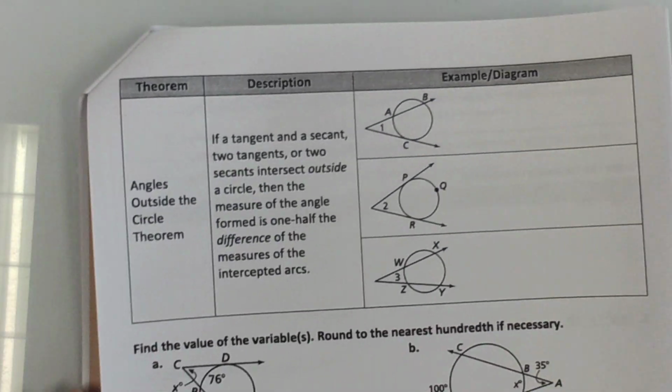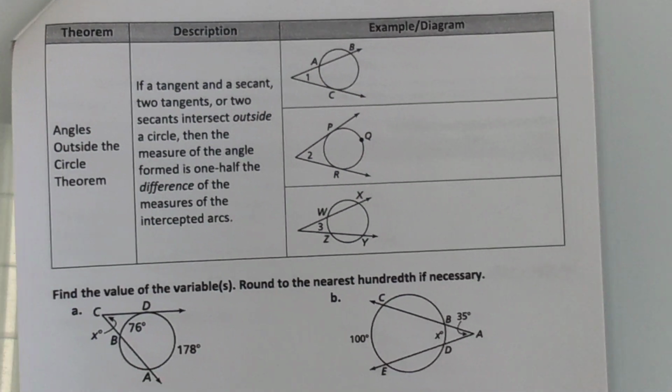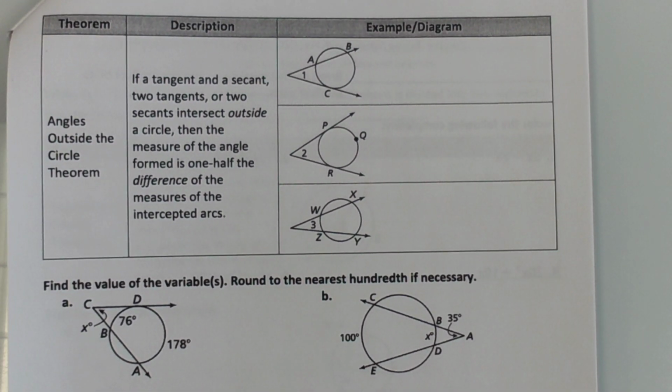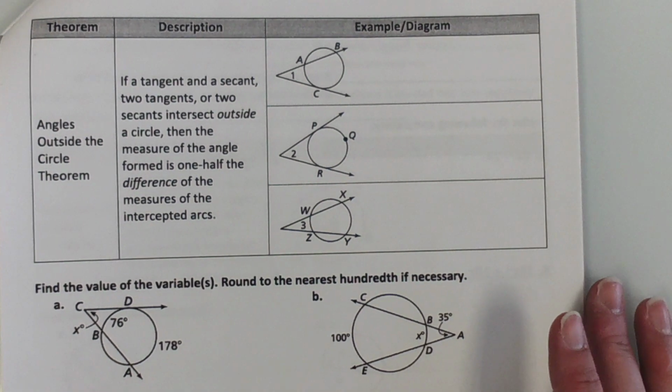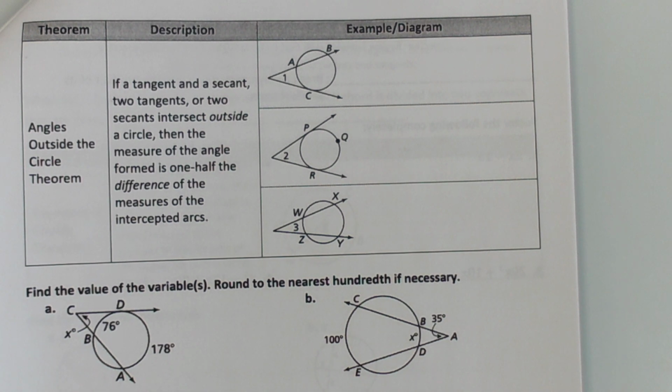Okay, now, there's that last situation on where the angle can end up. And that is that the angle can end up outside of the circle. Now, if the angle ends up outside the circle, it could be made by tangents, by secants, or a mixture of a tangent and a secant.